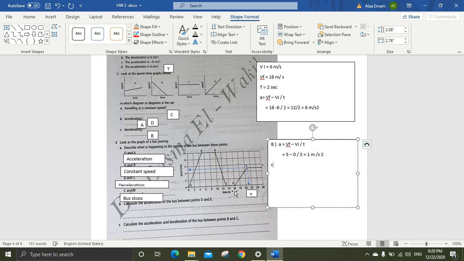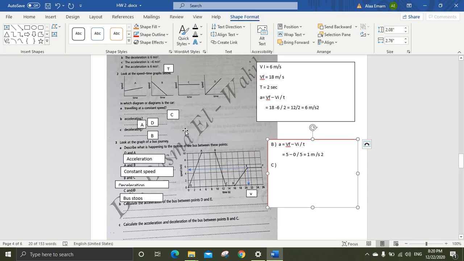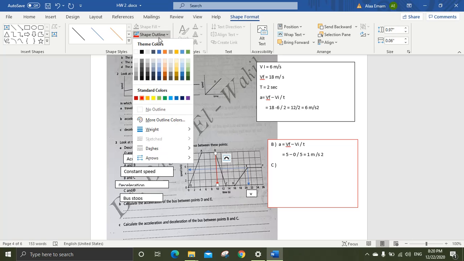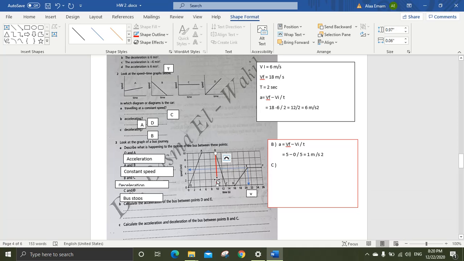Now for question C, let's calculate the acceleration and deceleration of the bus between points B and C. We're going to work this example exactly like before. So B and C, we just need to draw a second line to have a triangle, right? So B and C, drawing another triangle. I don't know why it's not changing the color or the width. I'm sorry about this. So this is the triangle, which is BC and has a third vertex.